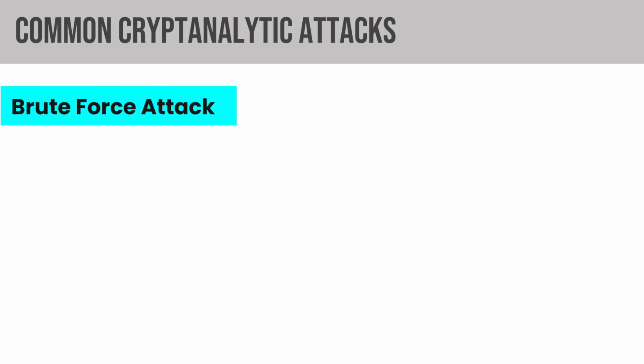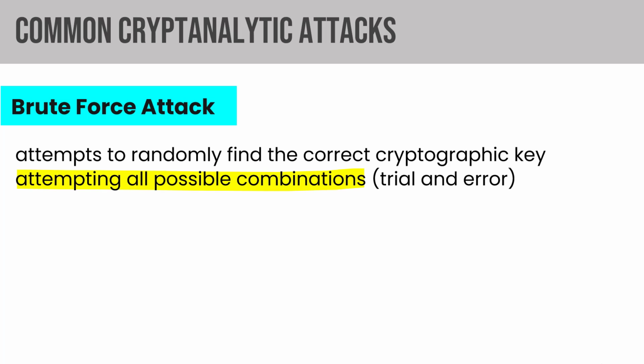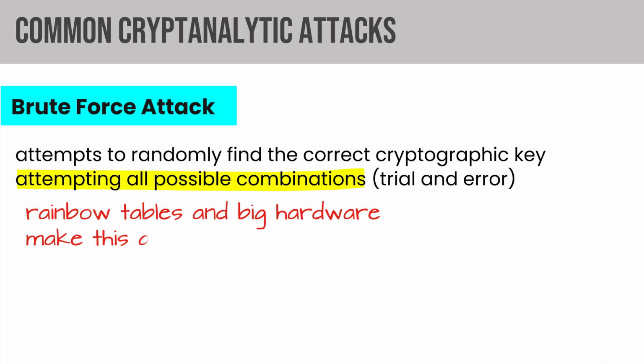So let's start with the brute force attack, which attempts to randomly find the correct cryptographic key by attempting all possible combinations, literally trial and error. Now you can make a brute force attack more effective by throwing some big hardware at it, some more compute power, and also rainbow tables. So rainbow tables are created by pre-computing hash representations of passwords and then creating a lookup table basically to accelerate the process of checking for weak passwords.